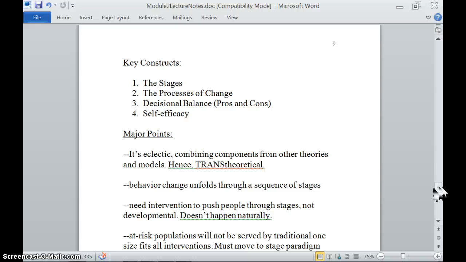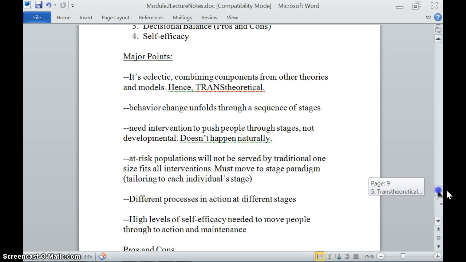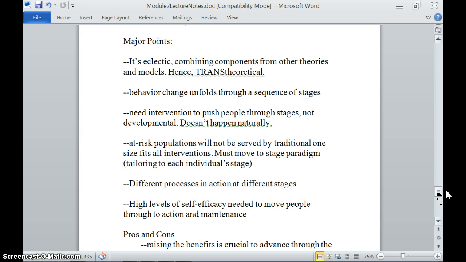right? Why is it called transtheoretical? Because it's very eclectic. It combines a variety of different theories, like decisional balance, and self-efficacy theory is in there. So it's a variety of theories kind of piled and wrapped around these stages of change. Dr. Prochaska, who's at the University of Rhode Island, developed this model or theory, and basically has said that behavior change unfolds through a sequence of stages.